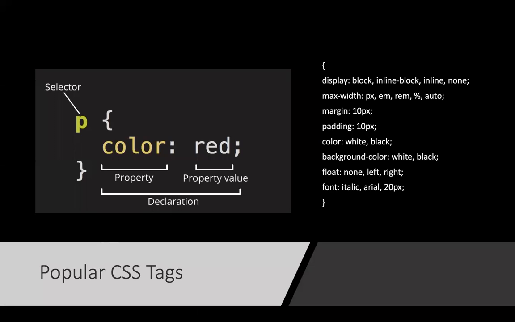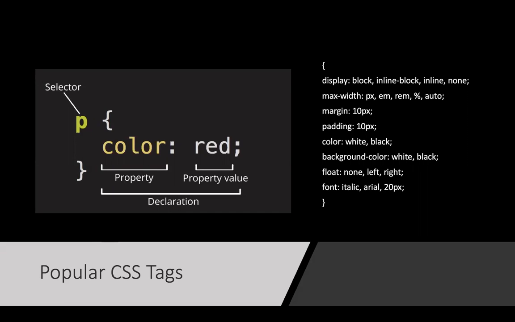So if we go here, we have a list of popular CSS tags on the right-hand side and what they would look like. Display is super popular and used a lot, and this helps us place our material into either a block, an inline block, an inline, or to have no display. The other one is anything to do with width. A max width would help you make sure that you're not overstretching the stuff on your page. And you have different rules of measurement. You have px, em, rem, percentage, and auto.